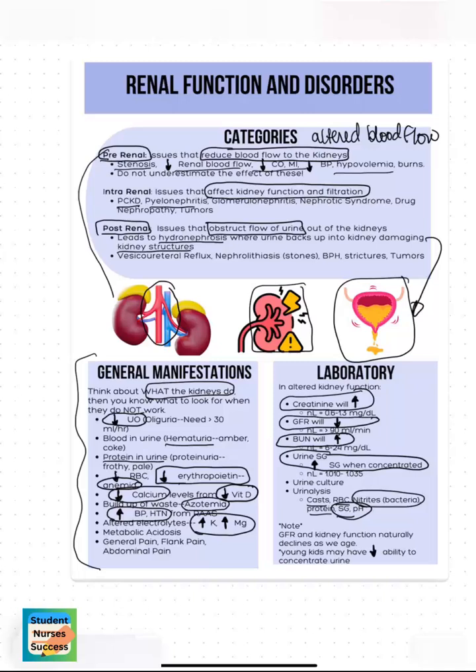So I think that's a good summary of renal function as far as the categories of disorders, general manifestations, and important lab values. Make sure you check out some of our other videos that will talk about the actual renal disorders based on intrarenal and postrenal problems.